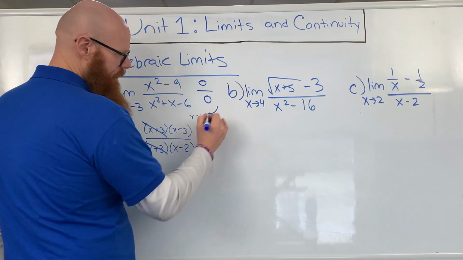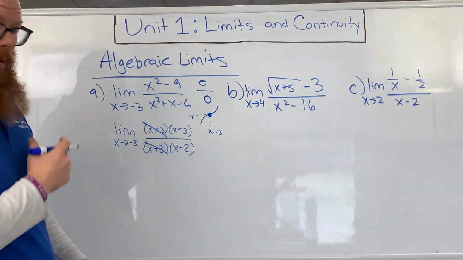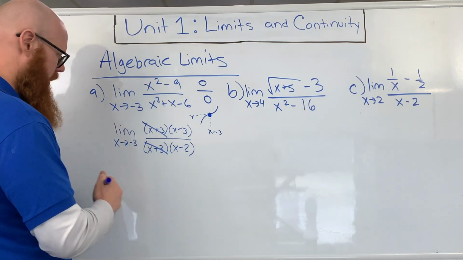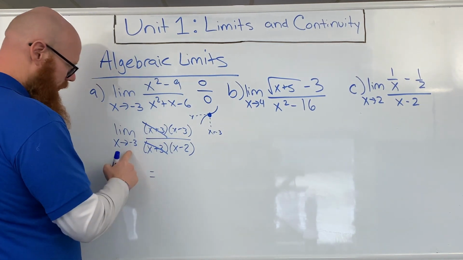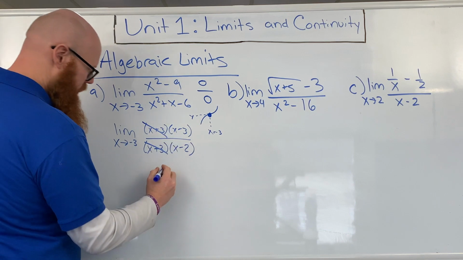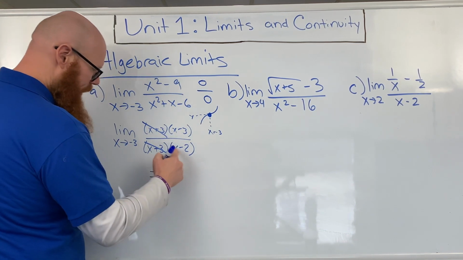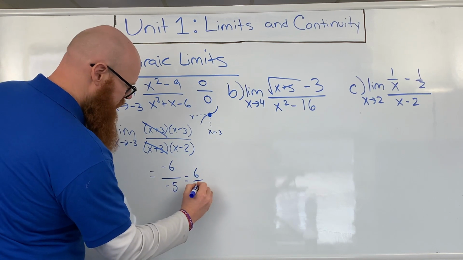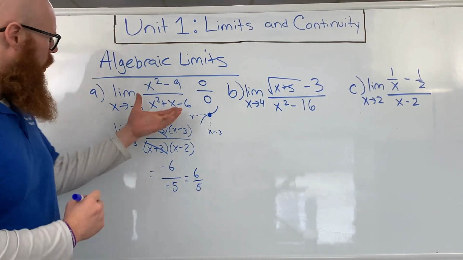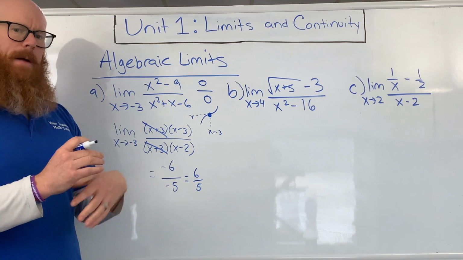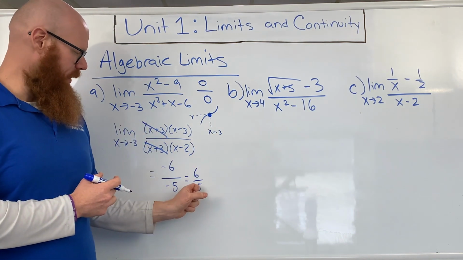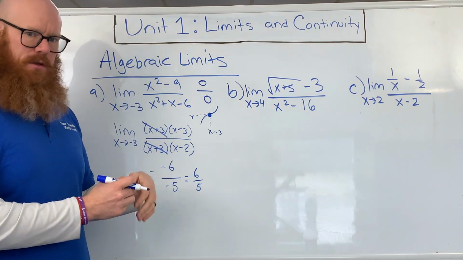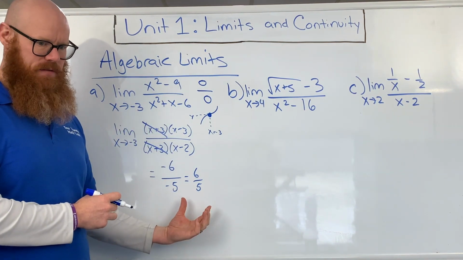So now what I have is a point there, and if I want to figure out the y value of that point, I just plug in -3 a second time. If I do that, the limit is going to equal, well, -3 minus 3 is -6, and -3 minus 2 is -5, so our answer is 6/5. So we've got this hole of the original function that lives at the coordinate pair (-3, 6/5). So the limit as x approaches -3 is the y values are going to approach 6/5.